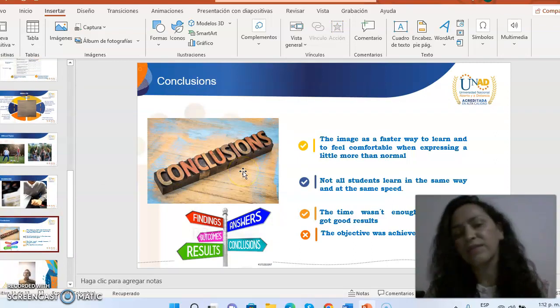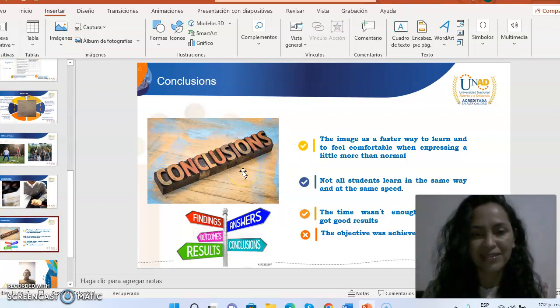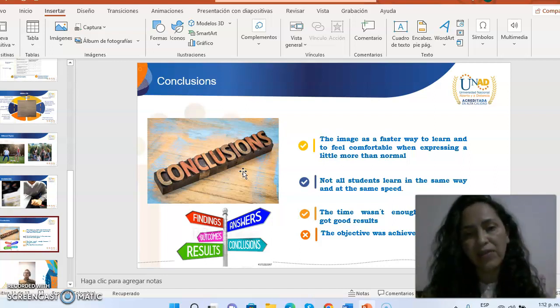The conclusion of this project is that images are a faster way to learn and to feel comfortable when expressing, though it takes a little more time than normal. Not all students learn the same way, because for some students it is easier to see the image or see the notebook. For other students it's easier to read the text, or other students can understand and learn faster when they need to write.